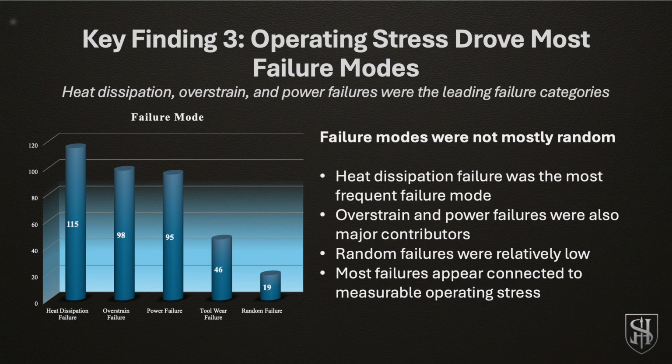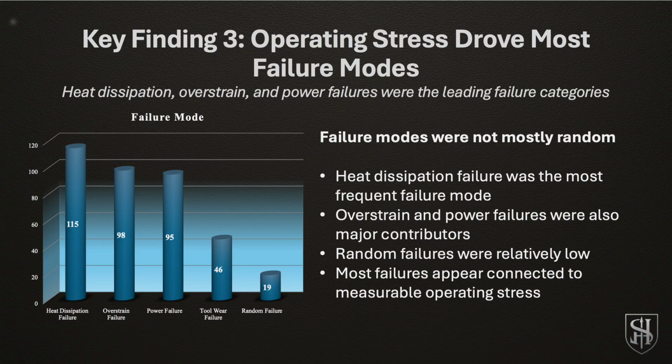This slide presents the third key finding from the report. Most failure modes appeared connected to operating stress rather than random breakdown. The analysis reviewed the recorded failure categories in the dataset to determine which types of failures occurred most often. The leading failure mode was heat dissipation failure, with 115 recorded instances.